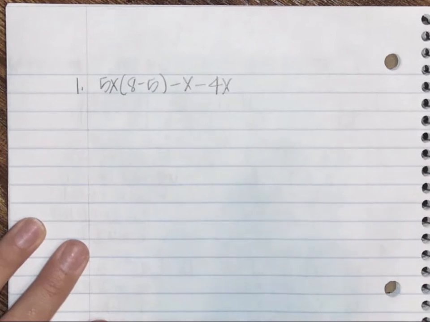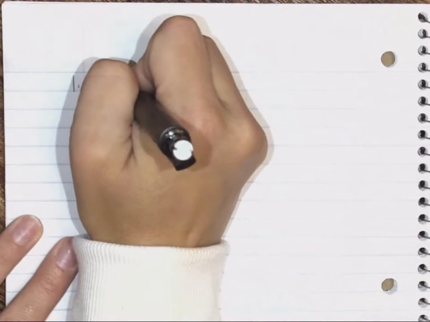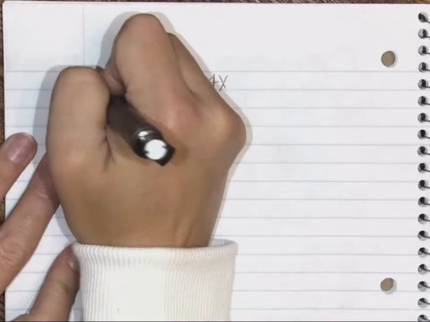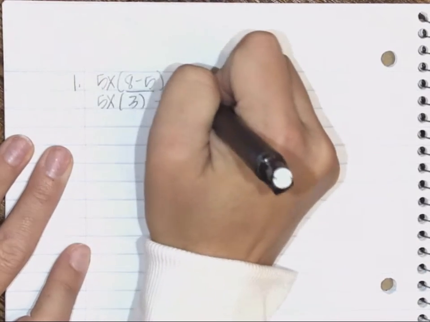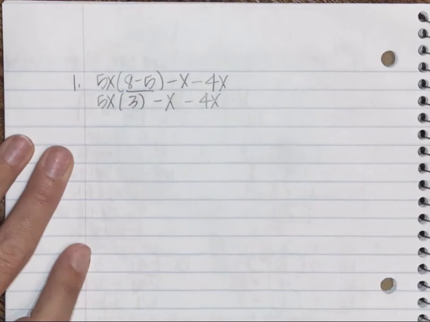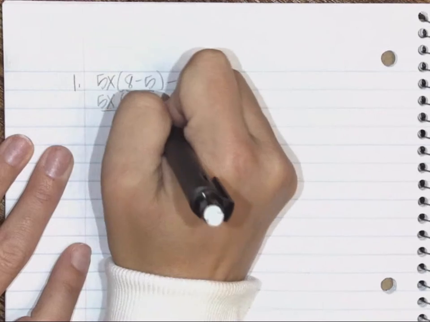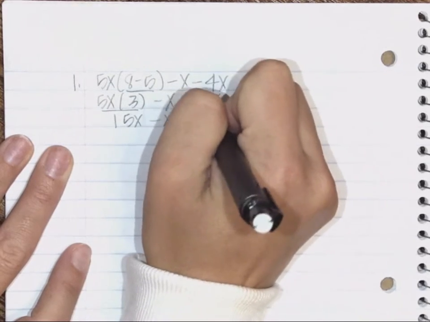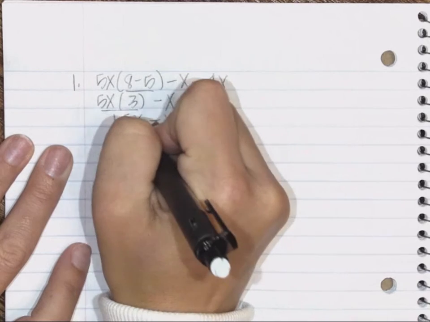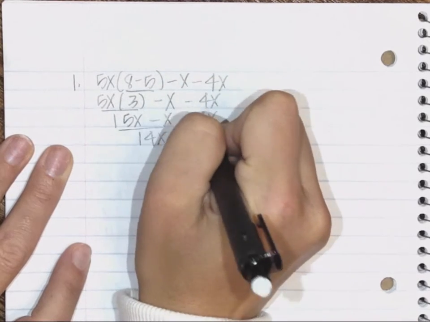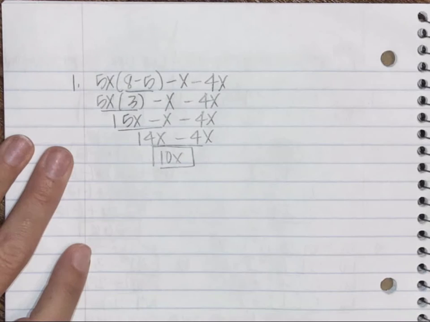So when you're simplifying these expressions, you still have to do order of operations if there's something to do. We have parentheses, so we need to simplify that first. So it'll be 5x times 3 minus x minus 4x. And now we are going to do our multiplication. So we have 15x minus x minus 4x. And then we just work our way left to right with that subtraction. So that would give me 14x minus 4x's, which is equal to 10x.